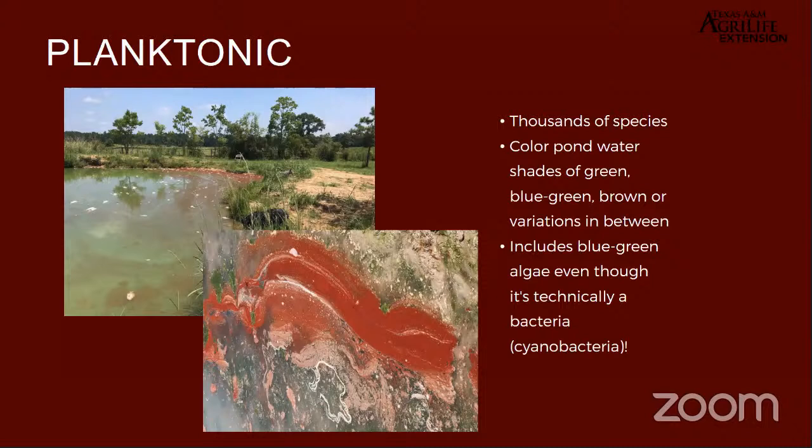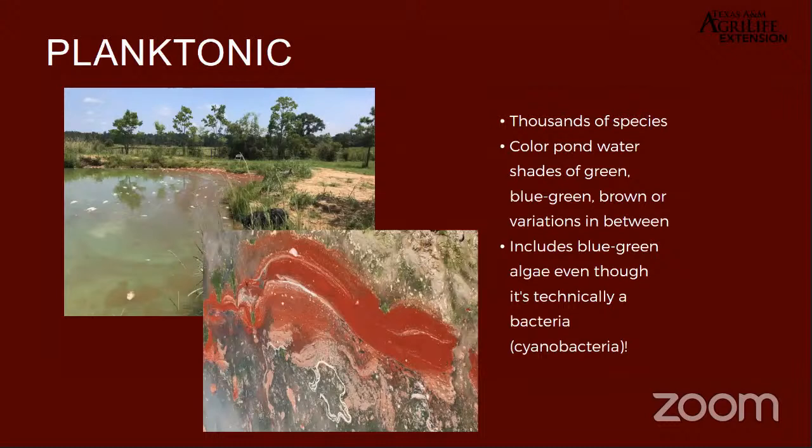But of course, a lot of it's a double-edged sword. And so there can be too much planktonic algae under certain conditions. It can actually not be beneficial. And so our blue-green algae, even though they're technically considered a bacteria, are still labeled underneath this planktonic algae classification. So in general, planktonic algae colors the pond water shades of green, blue-green, brown, or variations in between.